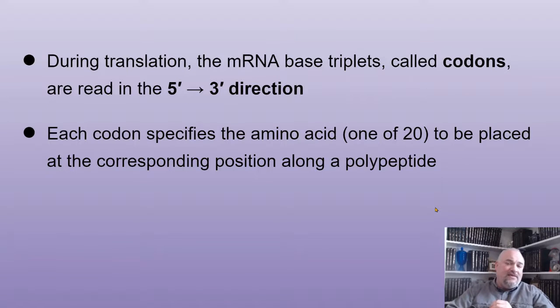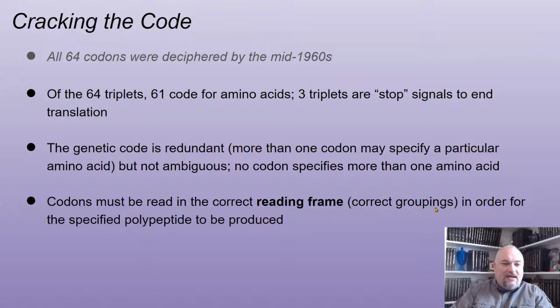So during translation, the mRNA base triplets called codons are read in 5' to 3' direction. Okay, so that's the direction 5 to 3. And each codon specifies an amino acid, to be placed at the corresponding position along the polypeptide. Now, with three-letter words, it gives us 64 possible codons. 61 code for various amino acids. 3 of the codons are stop signals to end translation.